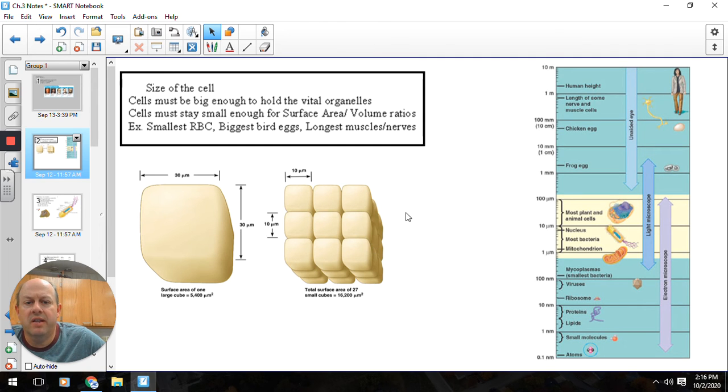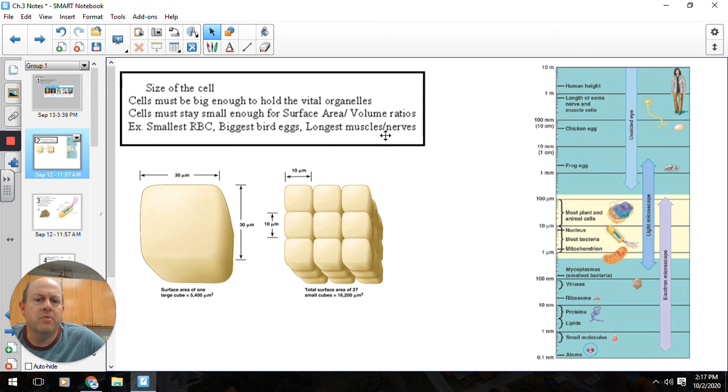And so that limits us on how big a cell can be and still be efficient. We need to hit that sweet spot where we're big enough that it can hold all the necessities, but yet we don't want to get too big because of the efficiency of taking nutrients into the cell and expelling waste out of the cell. If that's not as efficient, that cell is going to be less likely to thrive.